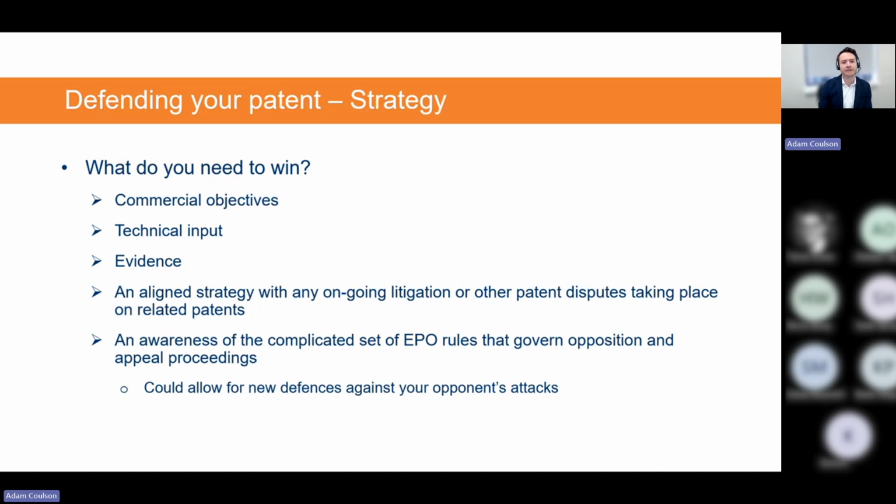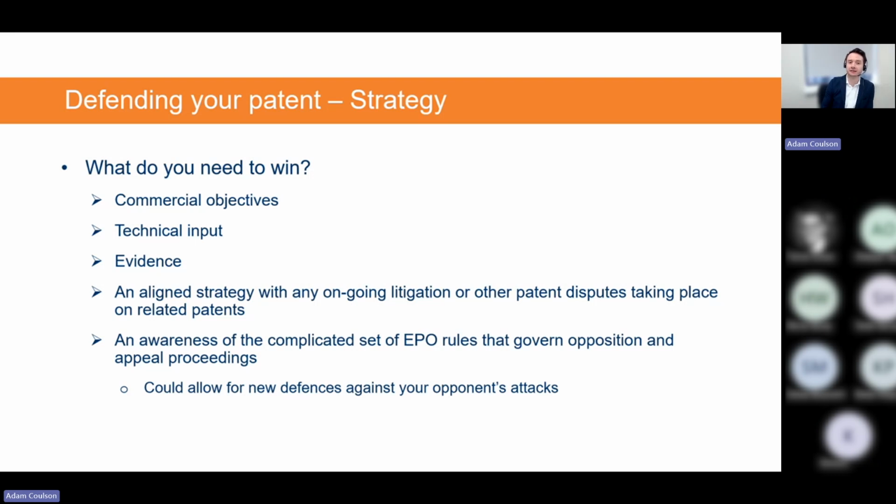Evidence. Evidence in the form of experimental test data, witness statements, and documentary evidence may be used to defeat an opposition. These will take time to obtain and prepare, and so the sooner you begin to put together your evidence, the better. Consider any ongoing litigation or other patent disputes taking place on related patents in Europe and overseas.